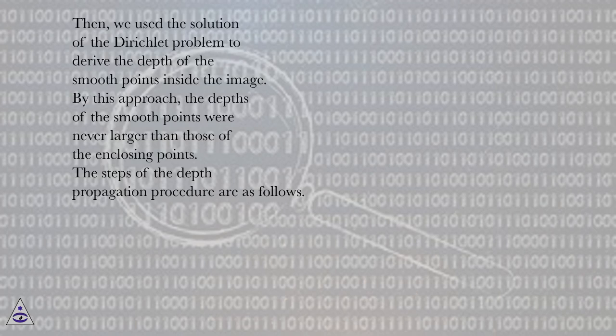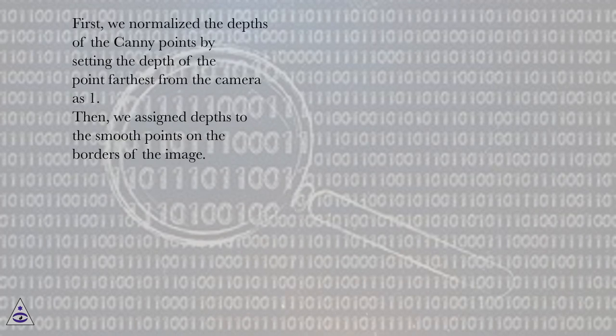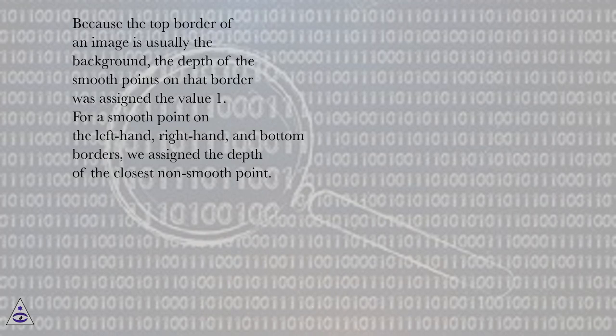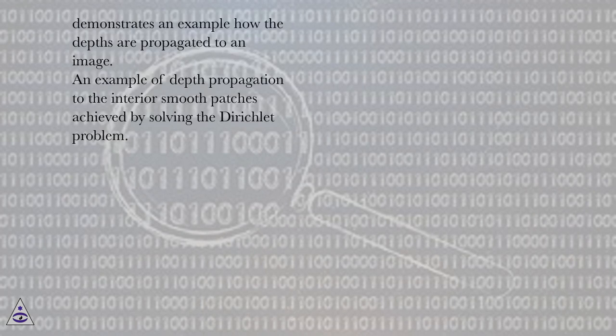The steps of the depth propagation procedure are as follows. First, we normalize the depths of the Canny points by setting the depth of the point farthest from the camera as 1. Then, we assign depths to the smooth points on the borders of the image. Because the top border of an image is usually the background, the depth of the smooth points on that border was assigned the value 1. For a smooth point on the left-hand, right-hand, and bottom borders, we assign the depth of the closest non-smooth point. This demonstrates an example of how the depths are propagated in an image.